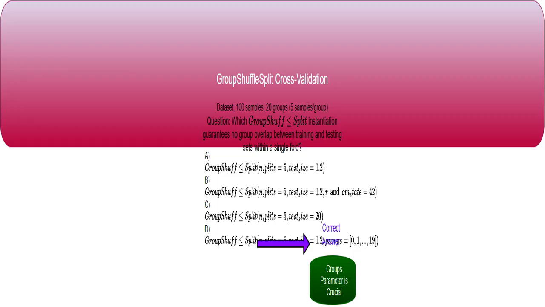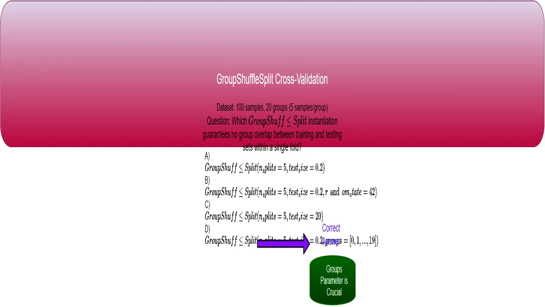This sets the stage. The goal is to identify which way of setting up GroupShuffleSplit will reliably keep data points from the same group in either the training or testing set of any given fold, but not both. This is important to prevent information leakage between training and testing, which can artificially inflate performance metrics.